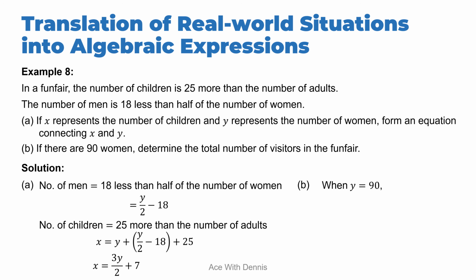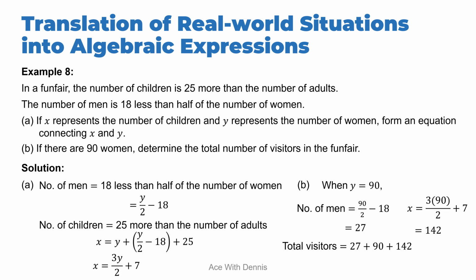B, so when y equals 90, then the number of men will be 90 over 2 minus 18, which is 27. Then x will be 3 times 90 over 2 plus 7, which is 142. So this is the number of children. Then the total number of visitors will be the sum of the number of men, the number of women, and the number of children. And the values are 27, 90, and 142 respectively. So the total number of visitors is 259.